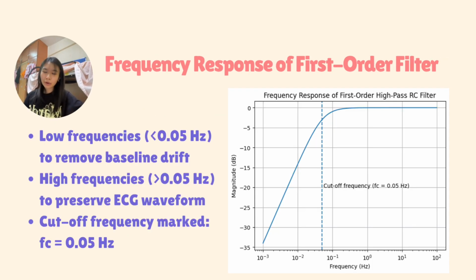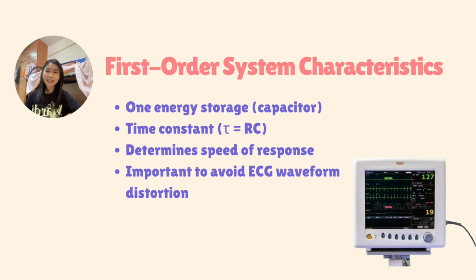And then this graph shows the frequency response of a first-order high-pass RC filter. Frequencies below the cut-off frequency are attenuated, which removes the baseline drift, while high-frequency ECG components are preserved. Now I'm going to talk about the characteristics of a first-order system.